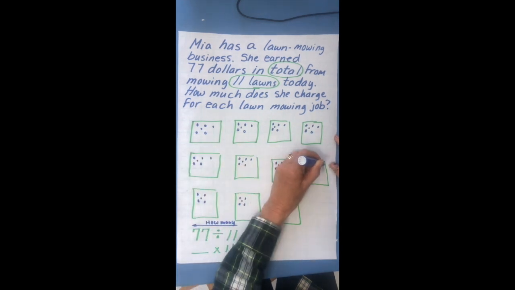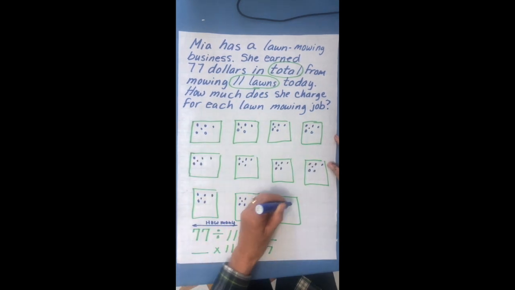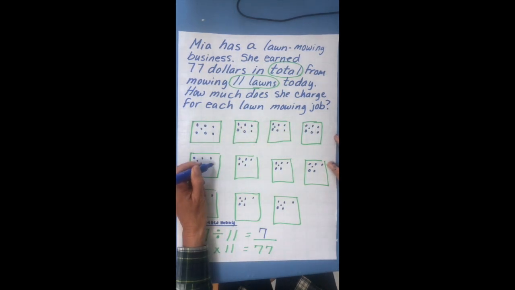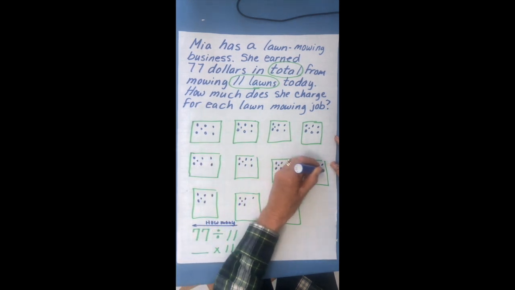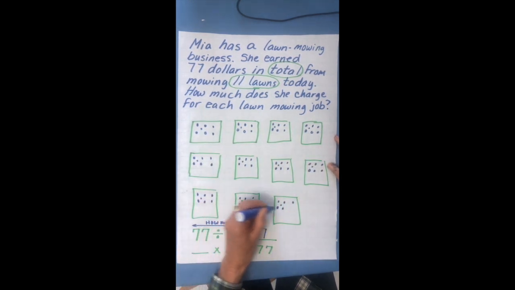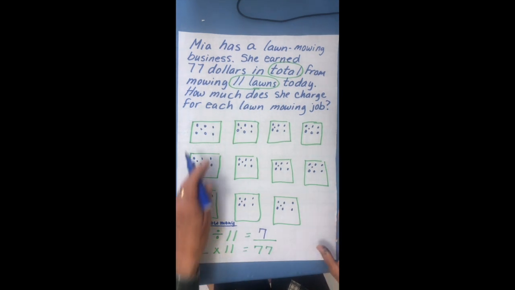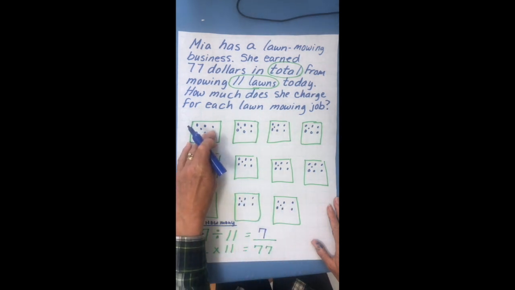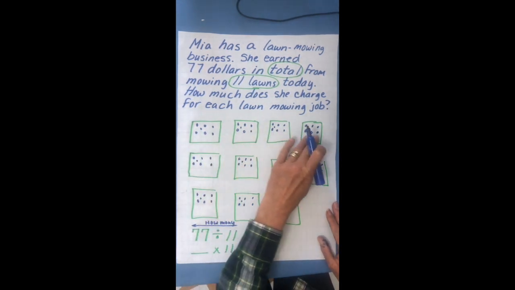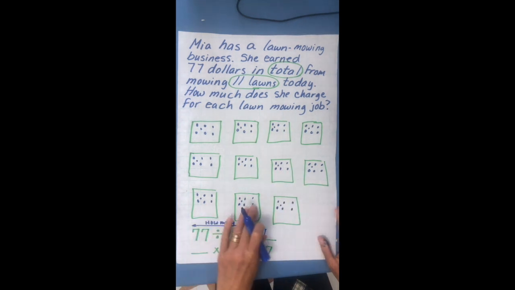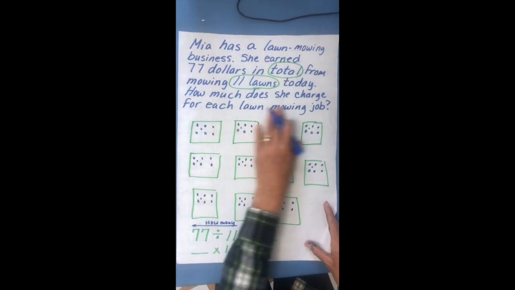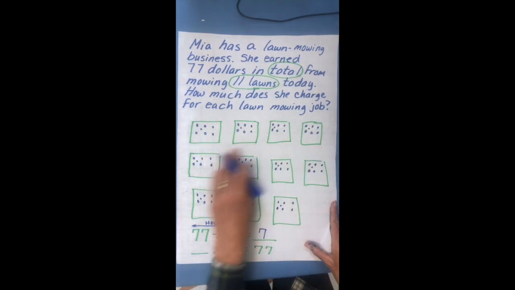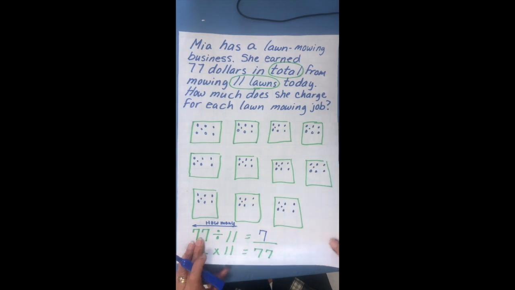61, 62, and so on up to 77. So if you look, I have got in each group, I've got a 7. So it looks like for every lawn mowing job, she charged $7. Okay, so the picture really helps. And when I'm doing my one for me, one for you, I kind of like to just make them into my dice. It just makes it more fun for me. It makes it like the game.